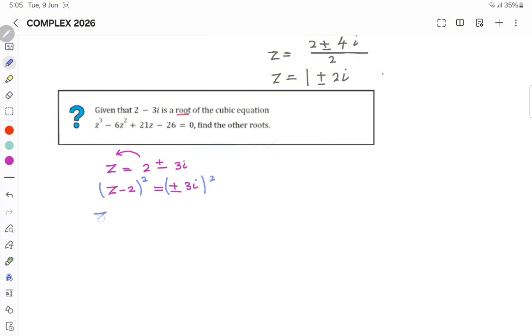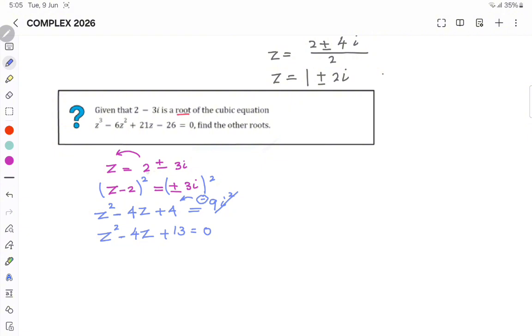Perfect square: first squared, it will be z squared. Minus first times second times 2, it will be 4z. Second squared, it will be positive 4. On the other side, negative or positive squared, it will be positive 9i squared. So i squared cancelled, and we change the sign of 9, rearrange the equation. So that means z squared minus 4z plus 4, sorry, 4 plus 9, it will be plus 13 is equal to 0.